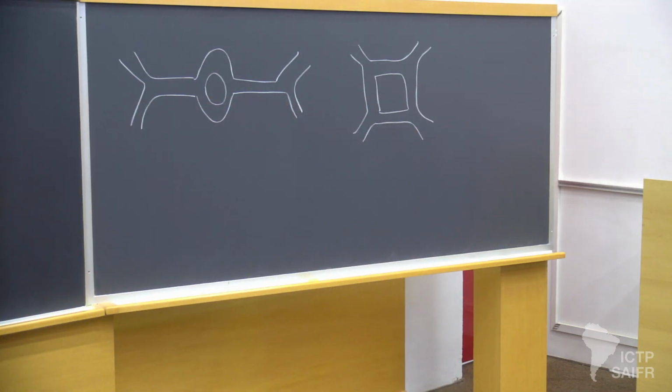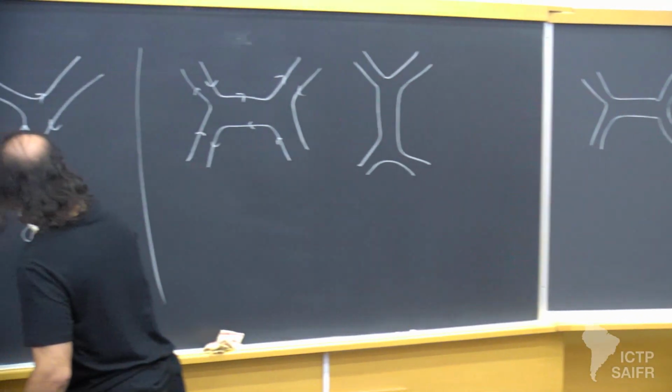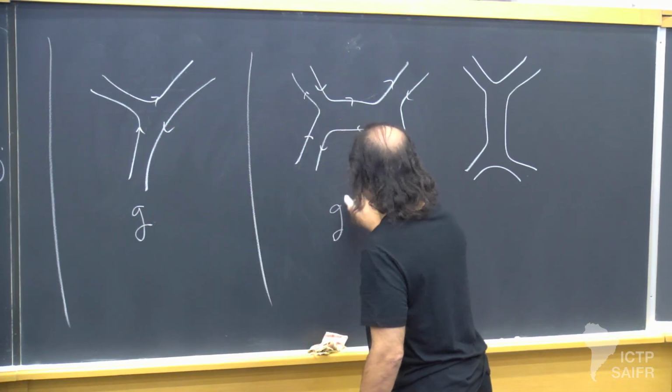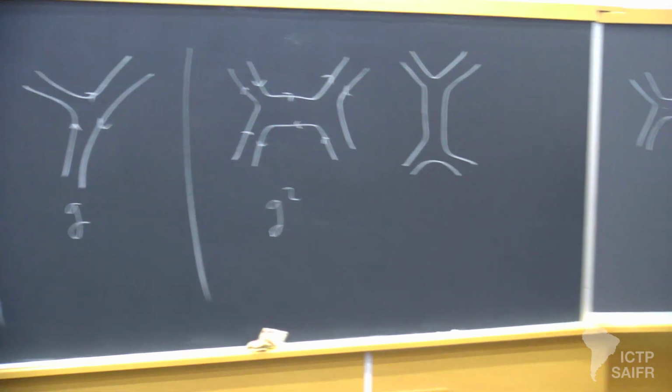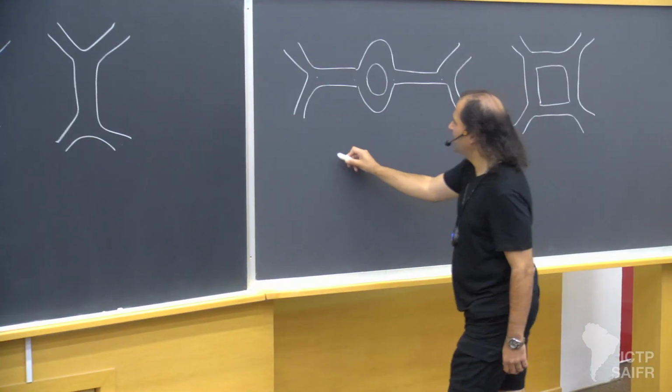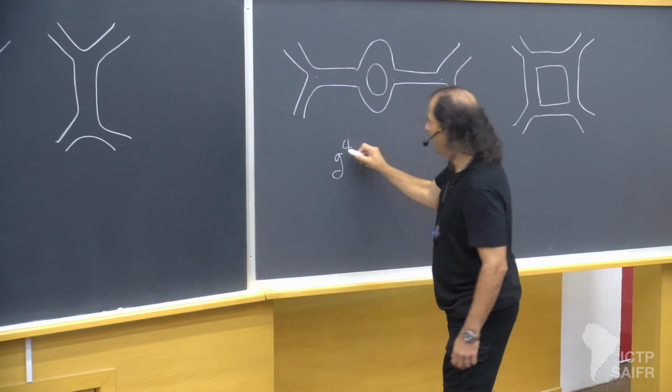For example, here at tree level, if this thing goes like g, this amplitude will go like g squared. There are 2 g's. This amplitude goes like what? Well, there's a g here. There are 4 g's. It goes like g to the 4th.